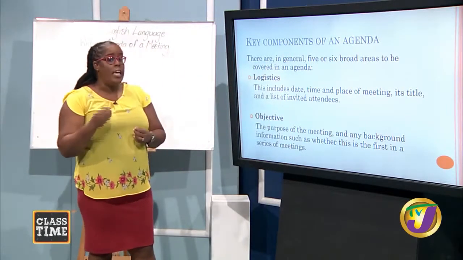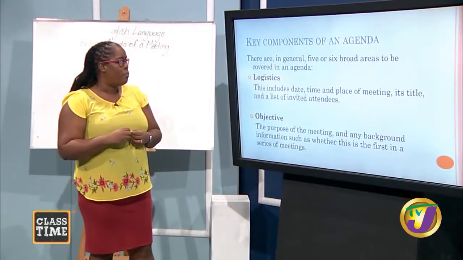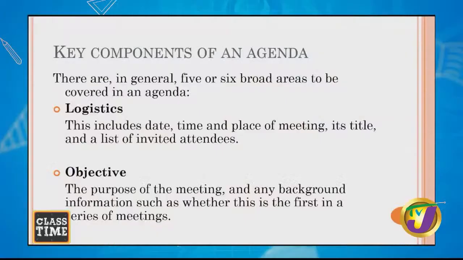All right. So the key components of an agenda. There are, in general, 5 or 6 broad areas to be covered in an agenda. The first one, logistics. This includes date, time, and place of meeting, its title, and a list of invited attendees. Now, it is not really necessary for you to include the invited attendees on the agenda, but the items that are important are the date, time, and place.